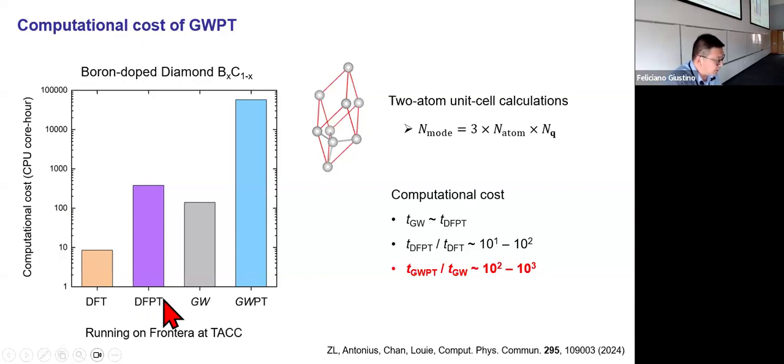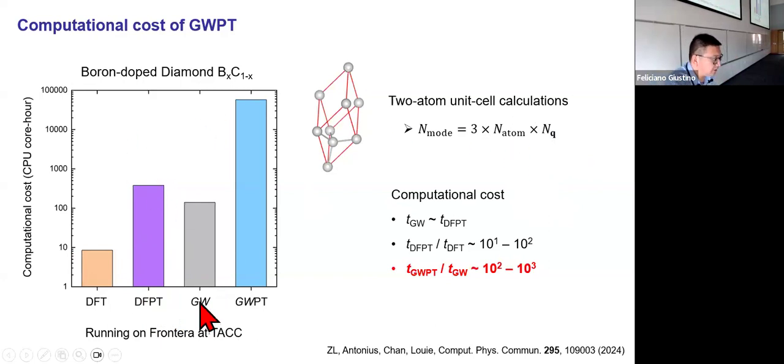If you run a DFPT calculation, which you have been running this week, you know that for every phonon mode, you need to solve a self-consistent equation. And the computational cost is about 2 orders of magnitude higher, which is expected because you have basically 3 times n atom times the number of Q points of phonon modes to be calculated.